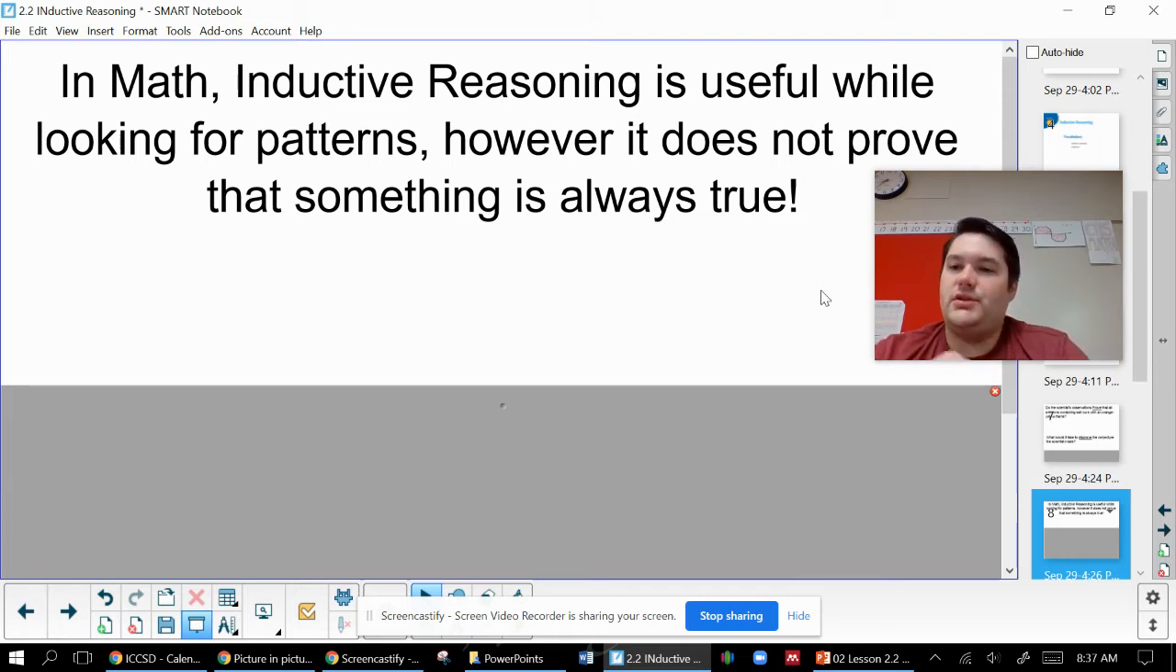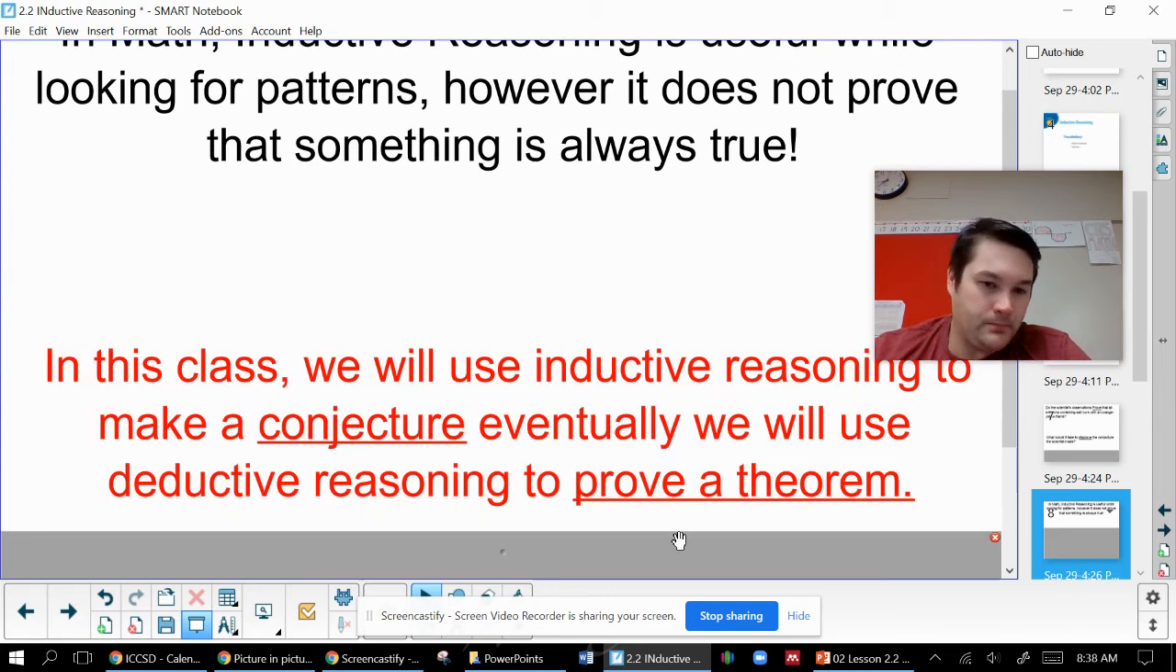It's not enough to just support with evidence and support with evidence and support with evidence until we're really, really confident that it's true. In math, we might start with inductive reasoning, but eventually we get to what we call deductive reasoning, where we actually try to prove that something is true indeed.